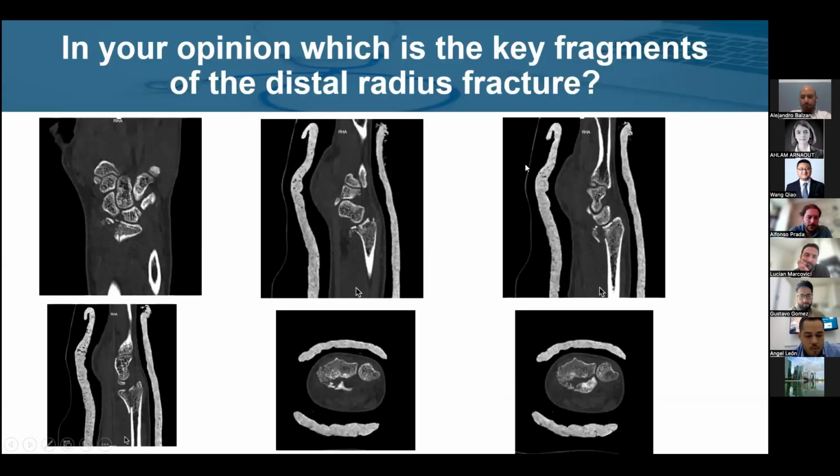Now, in your opinion, which are the key fragments of the distal radius fracture? This is what we asked the audience, but I want to hear the opinion from the experts. Last case you were the presenter, and now I want to hear your opinion. What do you think in this case? Which is the key fragment in this distal radius fracture? What do you see in the CT scan?